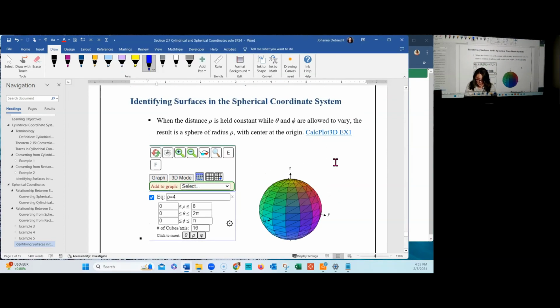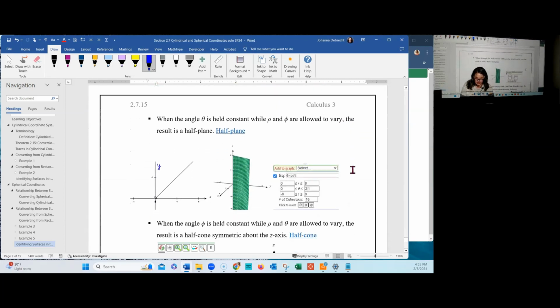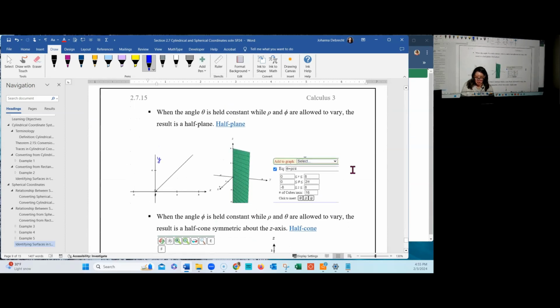This is what happens when we hold rho constant, but we allow theta and phi to vary. We get a sphere of radius rho with the center at the origin. Now, if we hold the angle theta constant while rho and phi are allowed to vary, we should get the same half plane that we got in the cylindrical coordinate system because theta is the same in both systems, and indeed we do. How do you enter this in CalcPlot 3D?